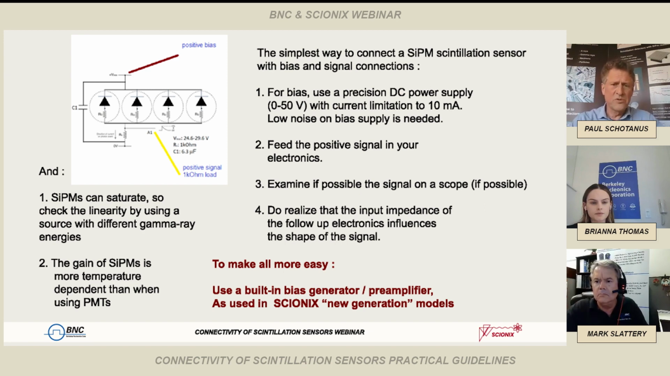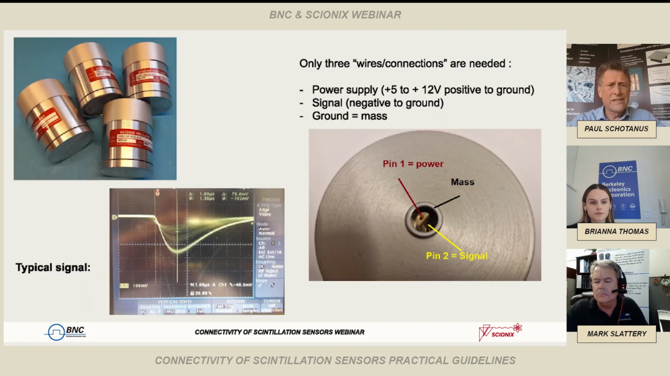You can use a so-called built-in bias generator preamplifier, which we have in our Scionix new generation models. They look like this, very short, of course, because there are no long phototubes needed. We have a small module inside that device where we generate the bias voltage for the silicon PM. It can be 25 volts, 40 volts, whatever is needed. We feed this with a voltage that can vary between 5 volt or 12 volt, doesn't matter. And we have a simple connector on there. One pin carries the signal and the other pin is needed for the power supply.